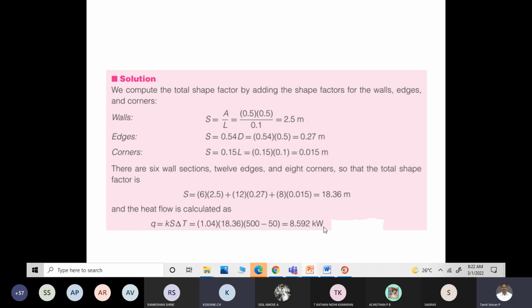All of you are able to see this? Yes, sir. Am I correct? Yes, sir. So the total conduction shape factor, which includes 6 walls, 12 edges, and 8 corners. Is it visible to you? Yes, sir. Please take it down faster.